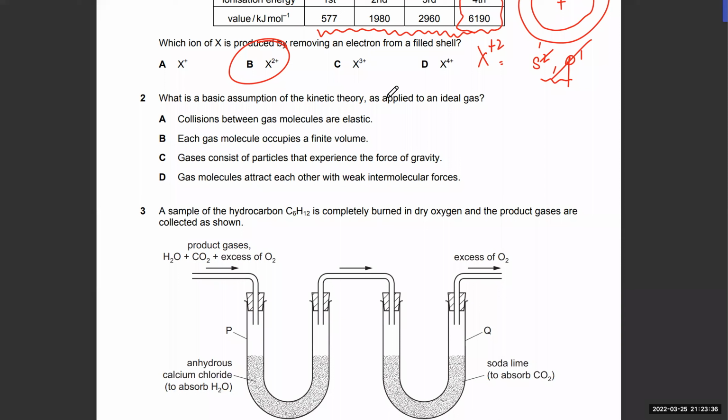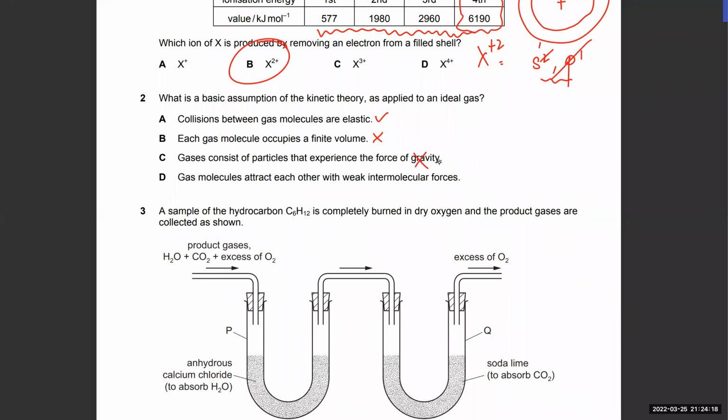What is the basic assumption of kinetic theory as applied to an ideal gas? Ideal gas has many assumptions. First one, collisions between gas molecules are elastic. That is the correct assumption. Each gas molecule occupies a finite volume. That is wrong. Gases can expand and they can be contracted. Gases consist of particles that experience the force of gravity. Gravity has nothing to do with ideal gas.